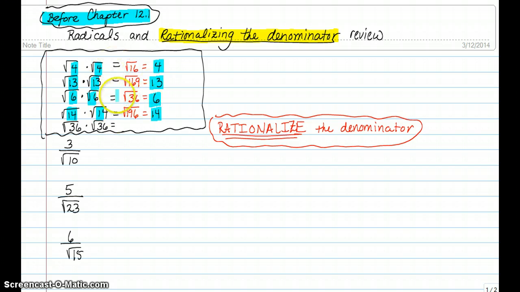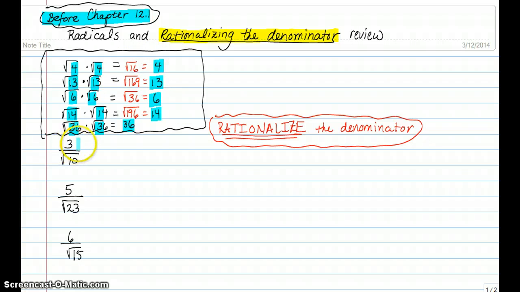And hopefully with this introduction you were able to remember that when you take the square root of 36 times the square root of 36, yes, there is a middle step. We are going to, however, skip that middle step, and we're just going to simply write that it is 36. So again, 36, 36 is 36. Now you're going to use those ideas when you rationalize the denominator.